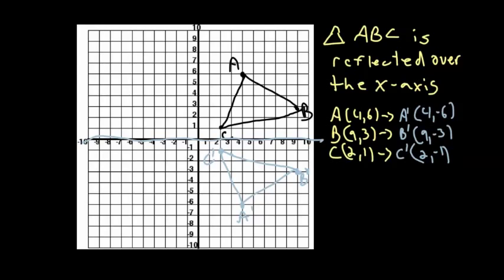So the way you can see this is (x, y) becomes (x, -y). And that just means the opposite. So if we started at negative, it would go to positive. Alright, let's see what would happen if we go across the y-axis.